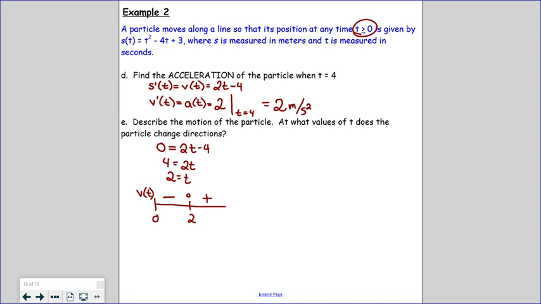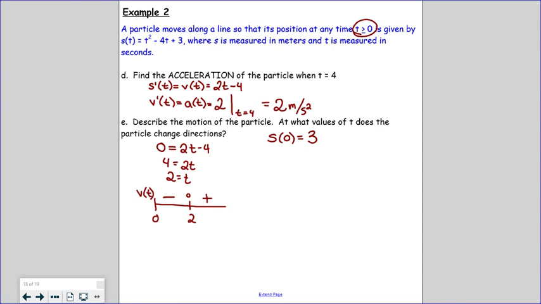But where is it starting and where is it when we hit that time where it's switching between forwards and backwards? Okay, so then we are going to go to our position function. We want to look at our position. Where did it start? So let's start at time equals 0. Go up to our position function at the top, plug in our 0: 0 squared plus 4 times 0 plus 3. The particle starts at 3.